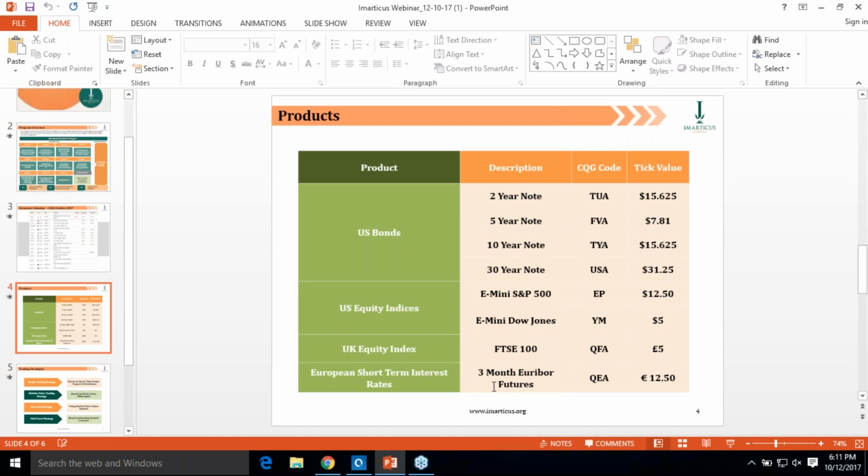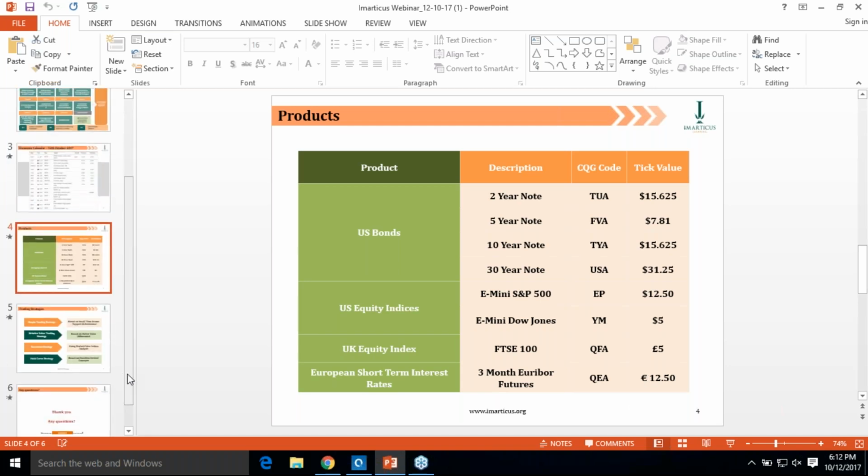So as you can see, if the product is listed in the US, it will mostly have the tick value in US dollars. If it's listed in the UK, it will have a tick value in GBP, which is sterling. And if it's listed in the Eurozone, it will have the tick value mostly in the euro currency, right?